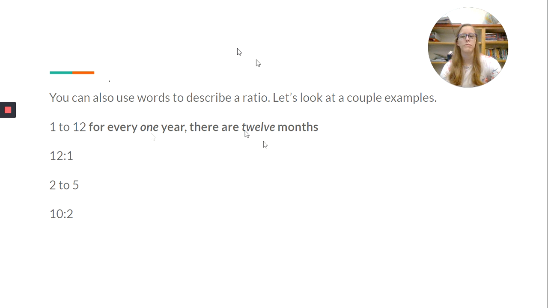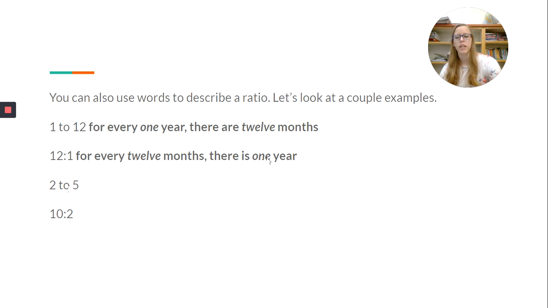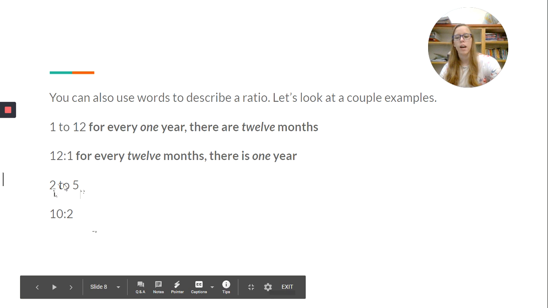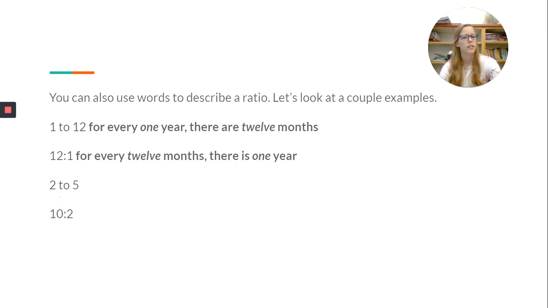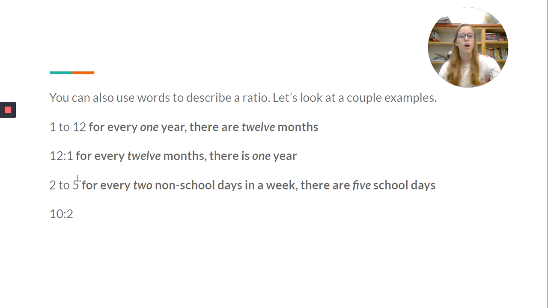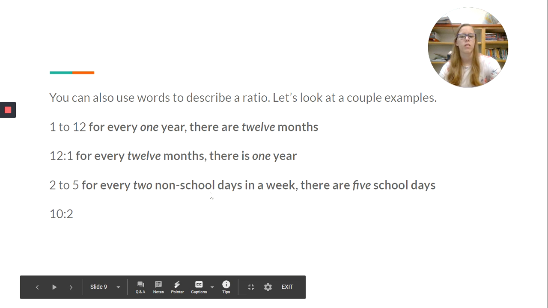Okay, what if we look at the next one, which is opposite, 12 to 1. Again, pause, and when you're ready, hit play with your answer. For every 12 months, there is 1 year. Okay, so just the opposite there, 12 months to 1 year. Now we have 2 to 5. What could we use for that? Again, pause the video. When you're ready, hit play. For every 2 non-school days in a week, so the weekend days, there are 5 school days. Okay, 2 non-school days to 5 school days.